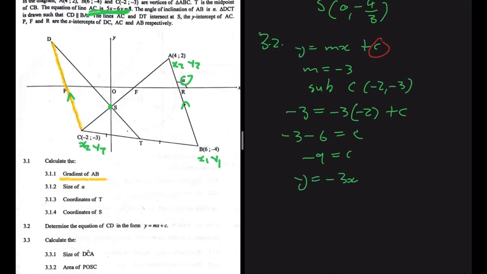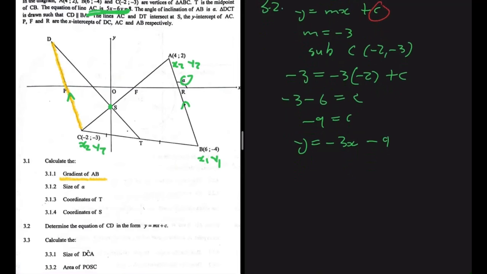C is minus 9. So let me just see if that works real quick. If we substitute minus 2 and then we minus 9, we're gonna get 6 minus 9, which is equals to minus 3. So it seems like we're on the right track here. Yeah, let's carry on and see what happens.